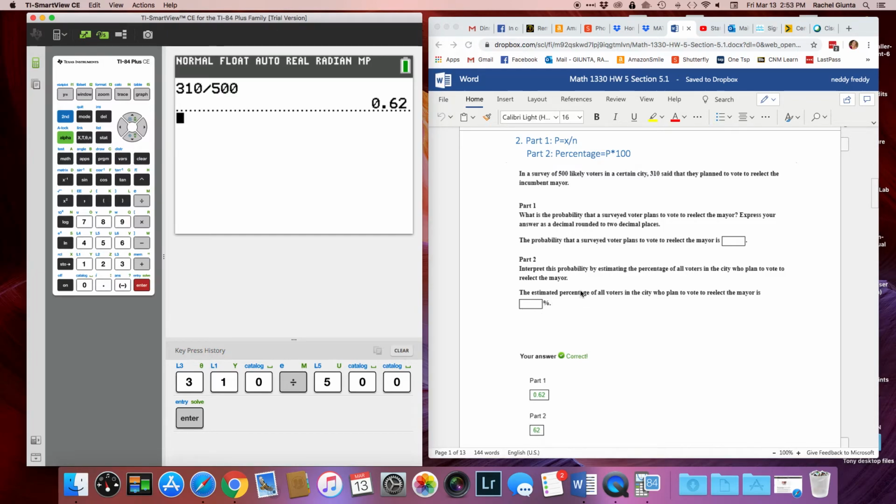If it doesn't say anything about percentage, but it still has this interpret this probability, then you'll just take the same decimal number from up here, 0.62, and enter the same number right here. And that is all there is to this one.